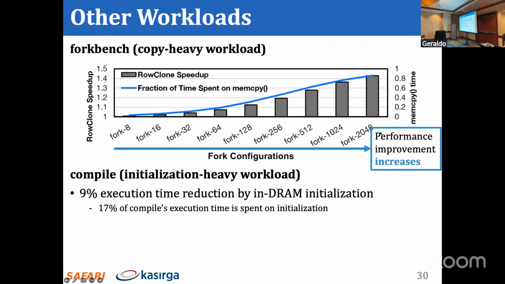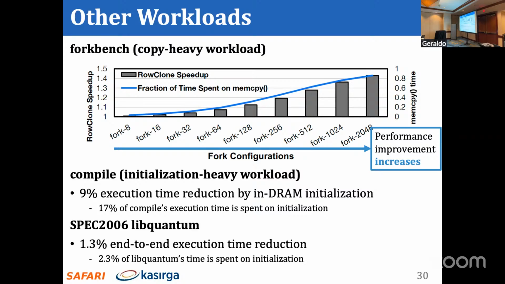We run compile as well. For compile, we observe a 9% execution time reduction. And this, we think, is in line with the 17% of the execution time compile spends on initializing its data. And for libquantum, we observe 1.3% end-to-end execution time reduction, or speed up. And this is also in line with that 2.3% fraction of time libquantum spends on initializing things. So that's it for the RowClone case study.